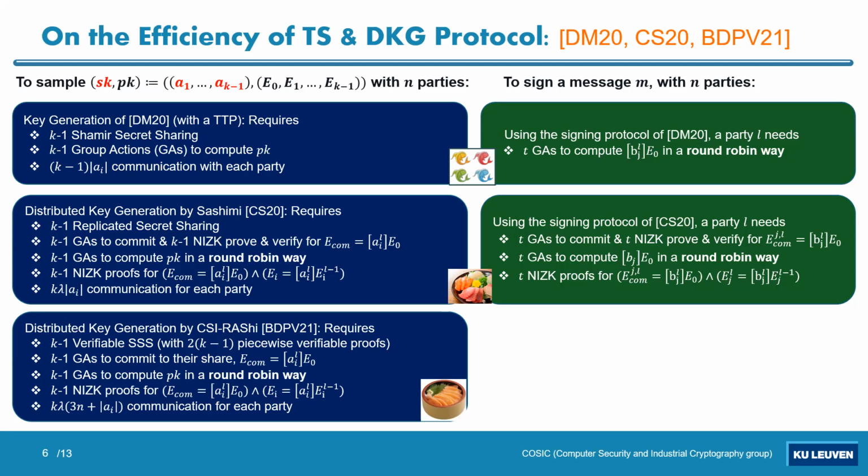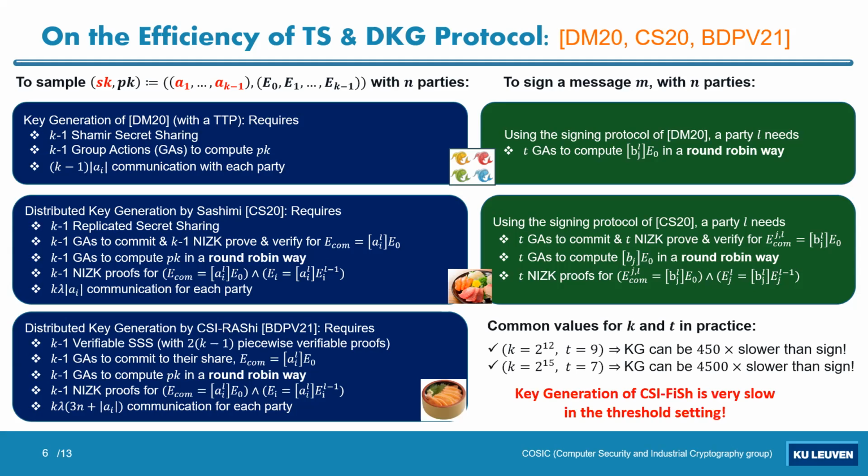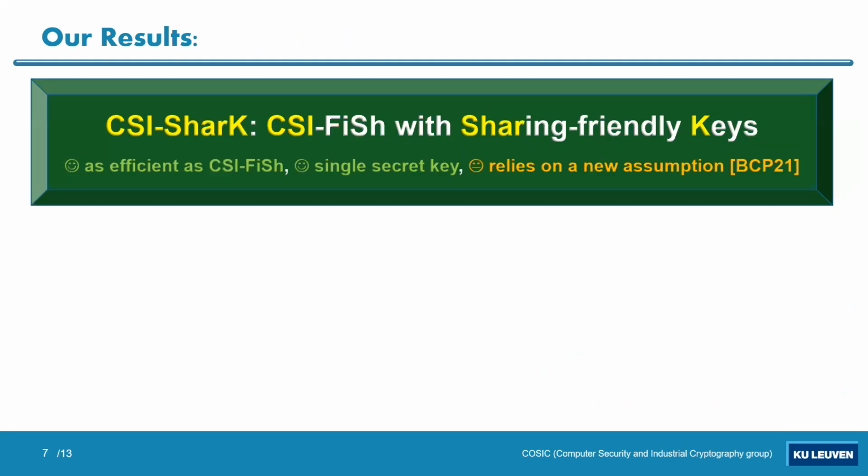So in practice, let's look at what these numbers are, usually K. If you look at the paper of CSI-FiSh, these instantiations are even in the middle, where you have K equal to 2 to 12, we can even have 2 to 18, and T is equal to 9. Sorry, K is 2 to 12 and T is equal to 9. So you see that keygen can be 450 times slower than signing. It's a huge gap. This was our motivation in this work: can we get closer numbers? So we presented CSI-SharK, which is basically CSI-FiSh simply changing its public key to something with just one secret key instead of K of them.